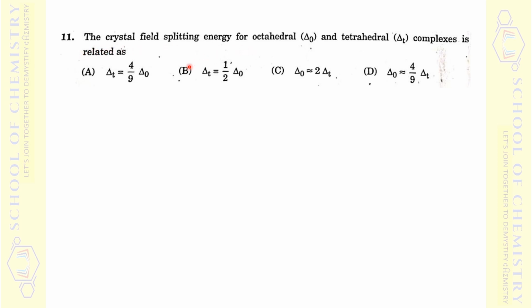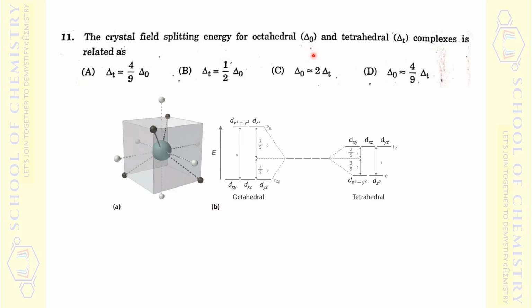The crystal field splitting energy for octahedral is delta O, and for tetrahedral delta T. Often this is sometimes said to be delta 0. It is not actually delta 0. Here also they have written it as delta 0, but actually it is delta O. That is splitting in octahedral. O stands for octahedral there.